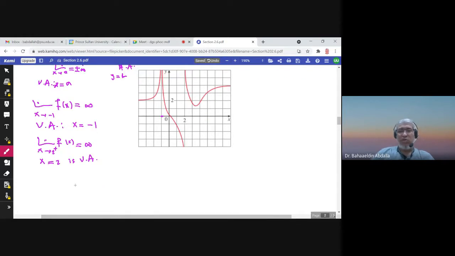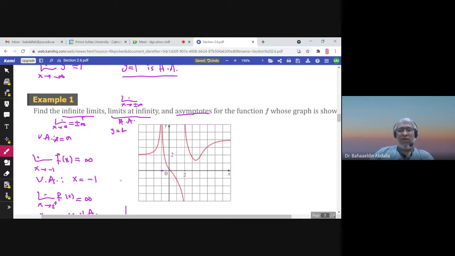We can also notice that the limit of f of x when x approaches 2 from the left, the graph goes to negative infinity. And this also gives that x equals 2 is a vertical asymptote. So we have two vertical asymptotes, x equals negative 1 and x equals 2. So these are infinite limits.